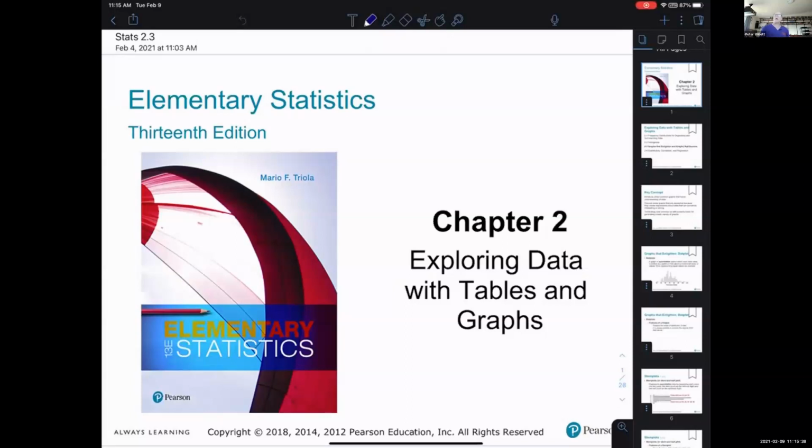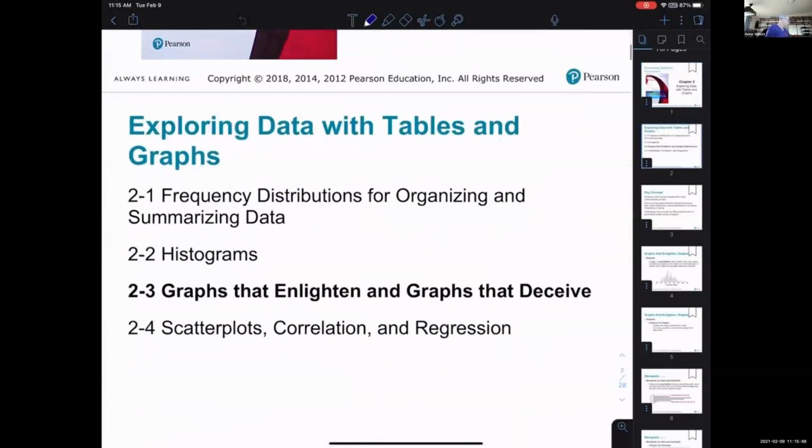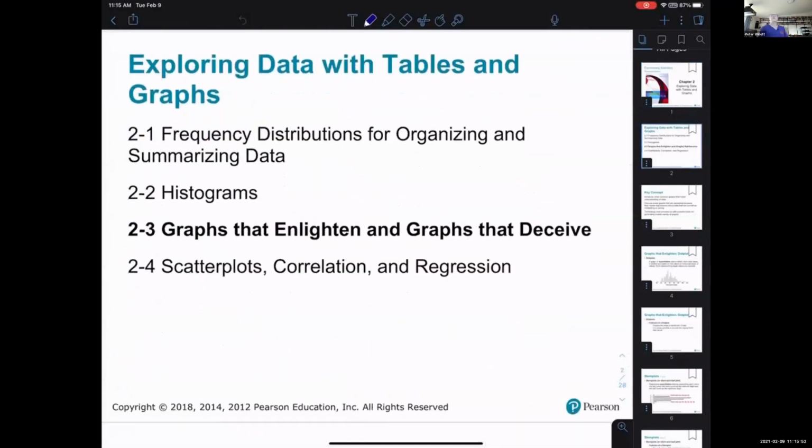All right, so we're halfway through chapter 2 already. And so as usual, we begin with the chapter 2 entry slide. And then as we move up from there, it'll show us the sections in chapter 2. So we've already discussed 2.1, where we got introduced to the idea of frequency distributions. Then in 2.2, we looked at graphs of frequency distributions called histograms. And now in 2.3, we're moving on to different kinds of graphs.